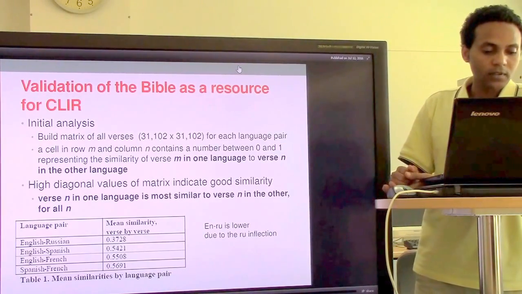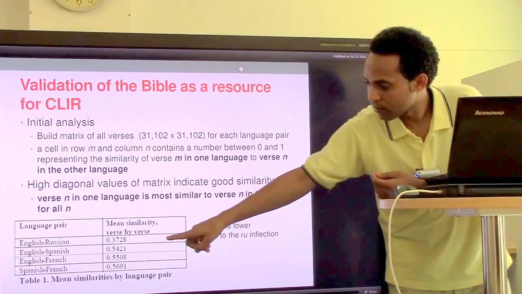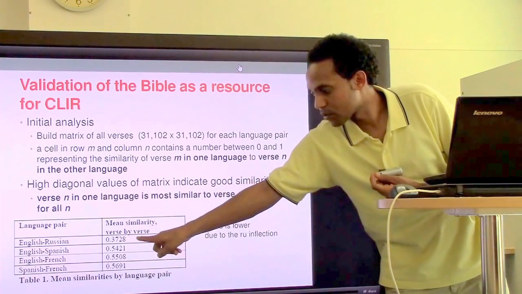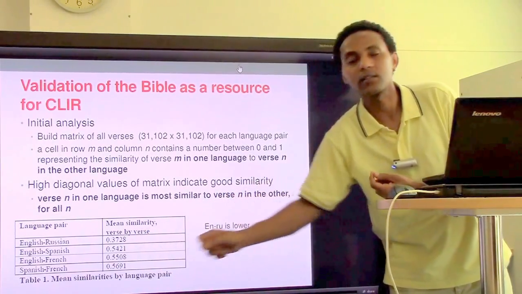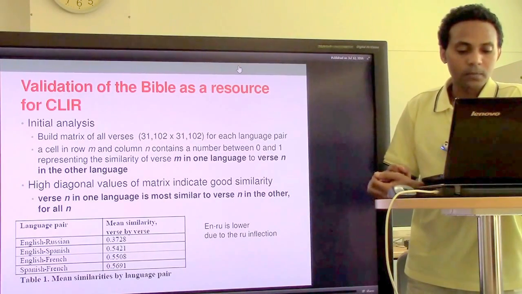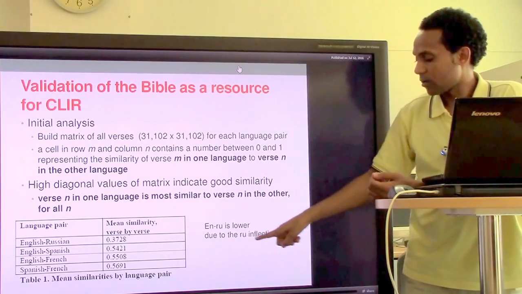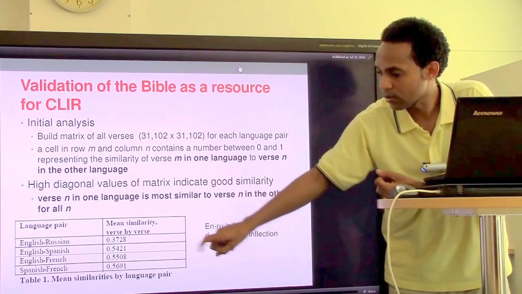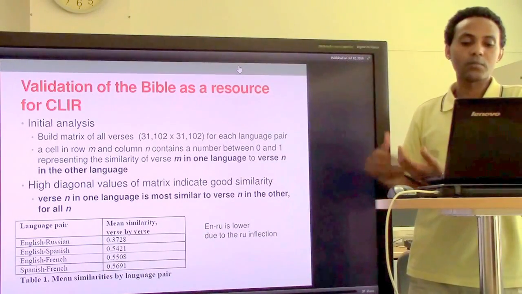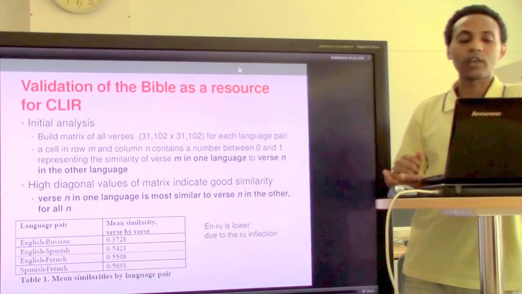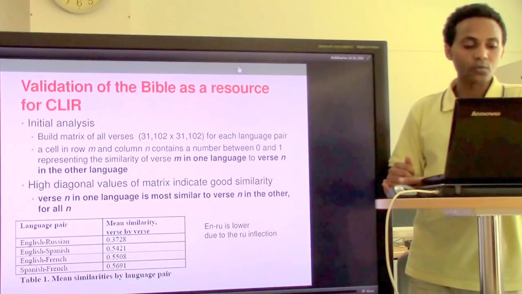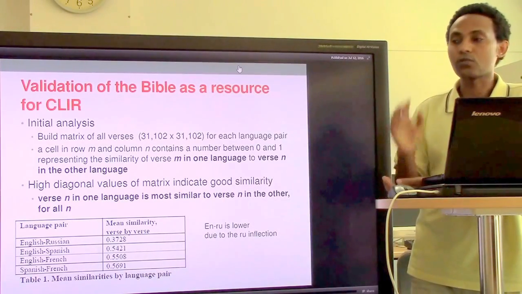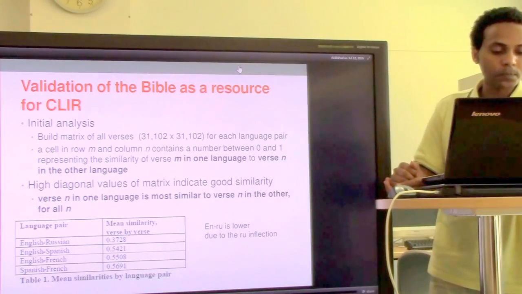So this table is reporting an incident in their matrix. And if we see here English-Russian translation, this similarity score, mean similarity verse by verse, is lower when compared to the other languages. And this is due to the high inflection of the Russian language when compared to the other languages, Spanish, French, and English. Because of the inflection, maybe the out of vocabulary also increases. So we see that there is a lower similarity score for Russian and English to Russian.